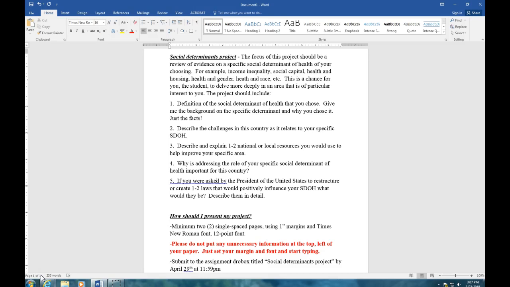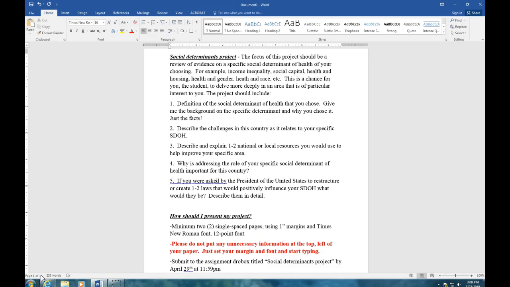Then I want you to describe and explain, so do a little research, one to two national and/or local resources that you would use to help improve your specific social determinant of health. We all know that the CDC is a wonderful resource, so I don't want you to use the CDC. That's a given, okay?